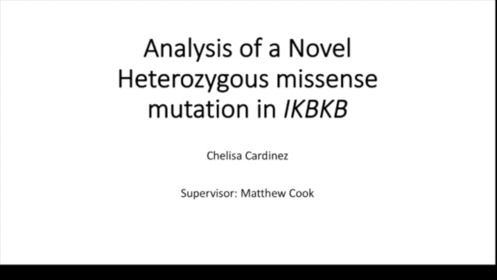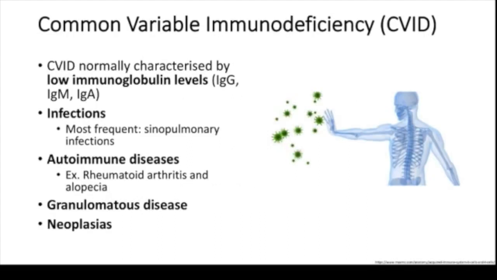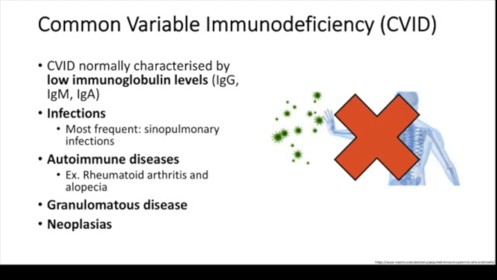So first of all, what is common variable immunodeficiency, otherwise known as CVID? It's a disorder in which your immune system is considered to be impaired or weakened. The normal function of the immune system is to prevent the occurrence of infections and diseases by fighting against foreign invaders such as bacteria and viruses. In patients with CVID, this function of the immune system is weakened or defective.